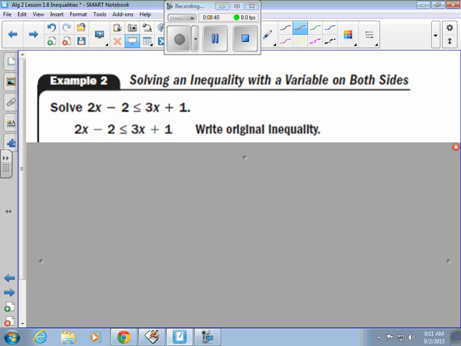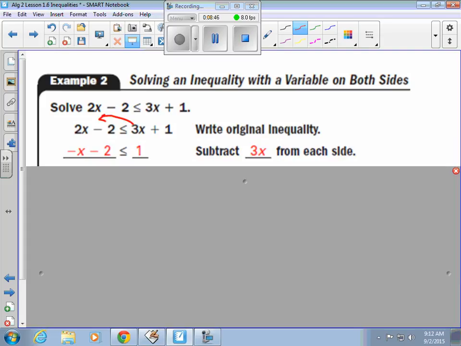It's okay if you don't. But the reason we're bringing 3x over to the left is what I said a minute ago. It's easier if your variables are on the left to graph it. So when you subtract 3x on both sides, it leaves you with -x on the left. You still have -2 there. And then you still have 1 on the right.